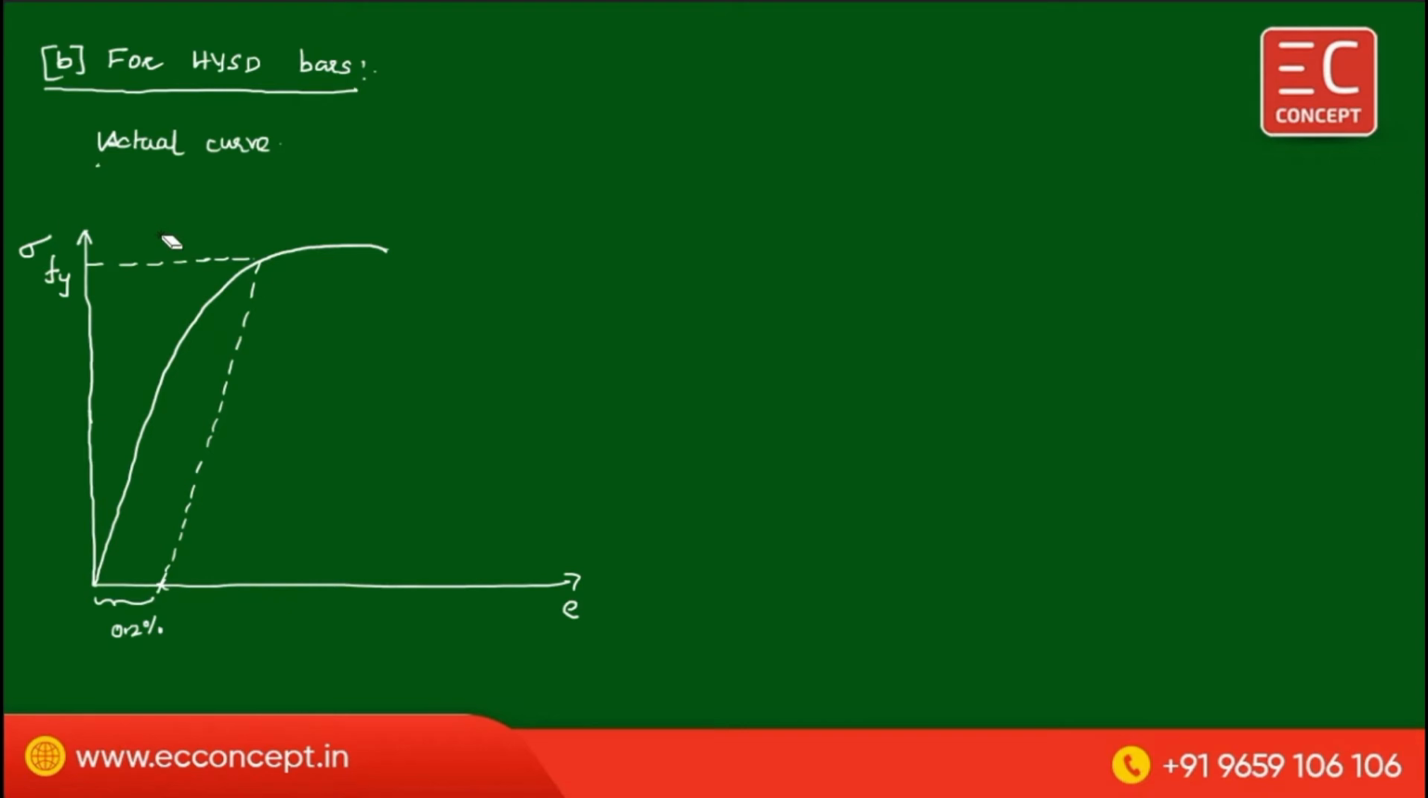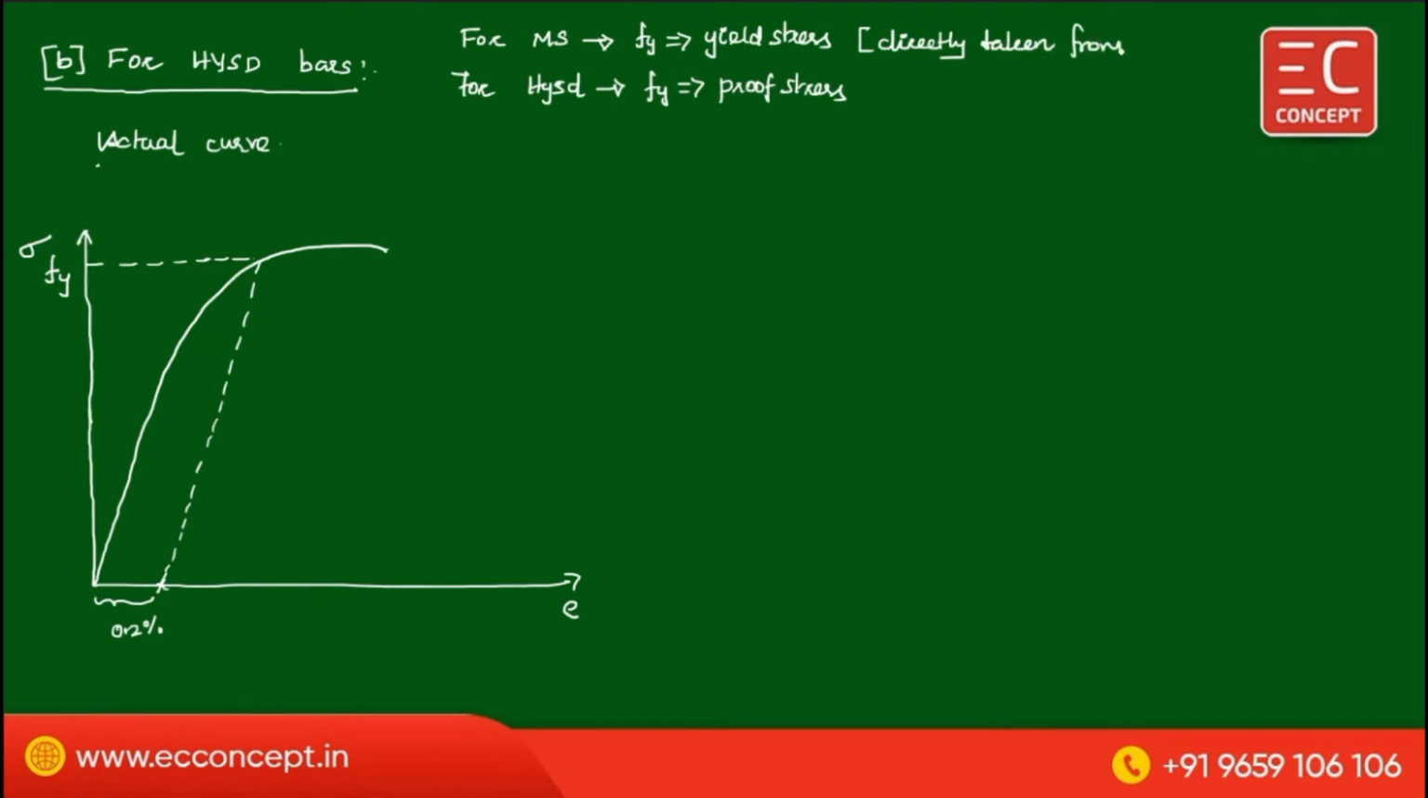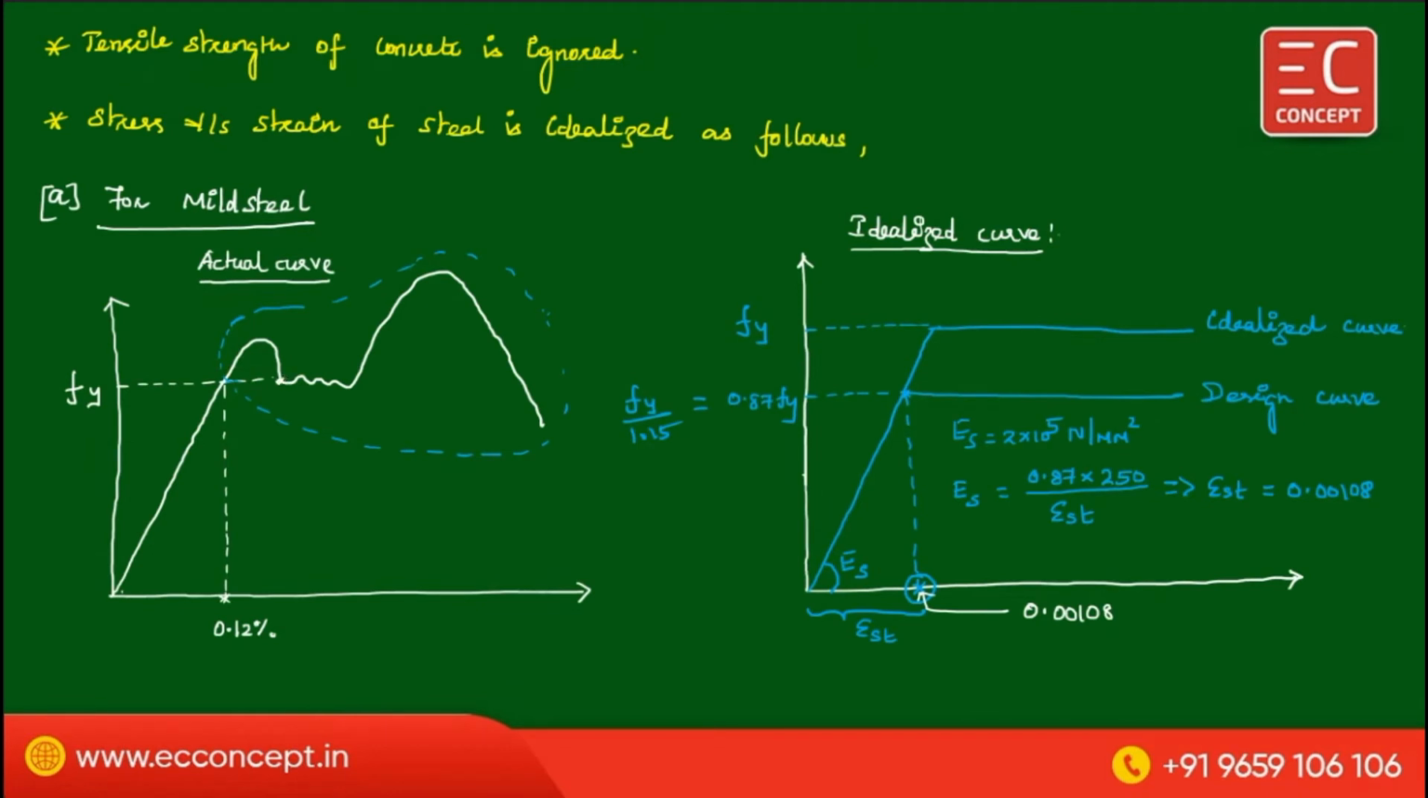So here one important point you need to understand is that for mild steel, Fy is called the yield stress. For HYSD bar, yield stress is calculated as proof stress. Why? For mild steel, the yield stress can be directly taken from the stress versus strain curve, because there is a definite yield point.